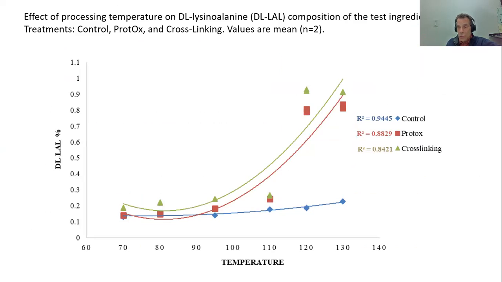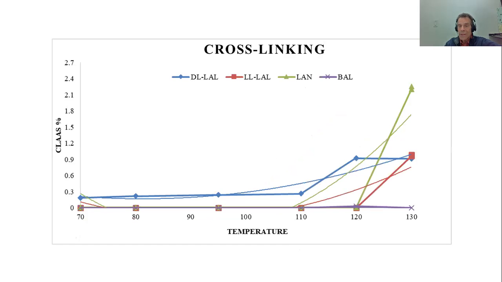But she didn't limit herself to color. She looked at very specific chemical indicators. She looked at DL-lysinoalanine in there. And you can see that in the presence of no agent, you had very little formation of dehydroalanine, but in the presence of a reducing agent like ferrous sulfate or free L-serine, you had very significant formation of lysinoalanine, especially at temperatures exceeding 110. So at 120, 130 degrees Celsius, you had very high formation of lysinoalanine.